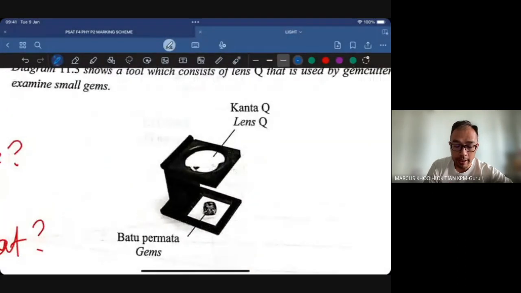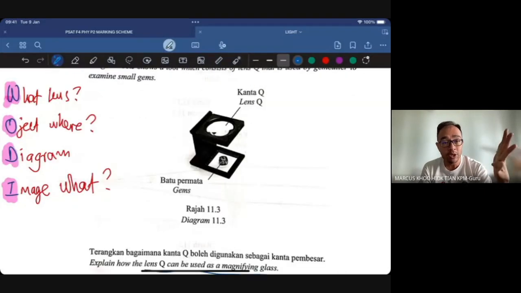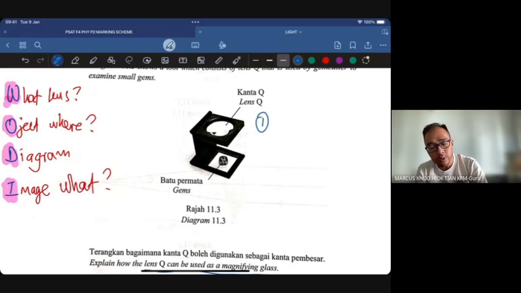Gem cutter to examine small gems. So the first point is what lens? Then object where, diagram, and the image what. The diagram is always the big problem. Let's worry about the diagram later. Let's start from what lens. In this case it will be a convex lens. Convex lens is used.